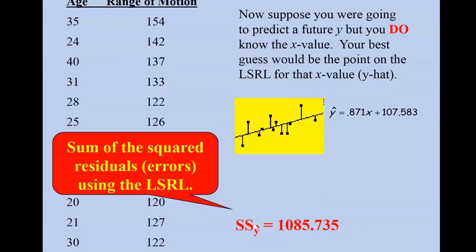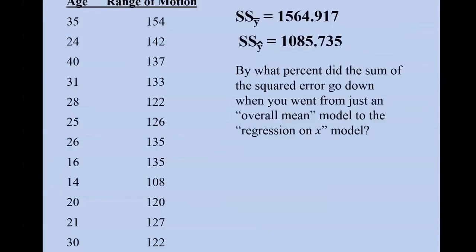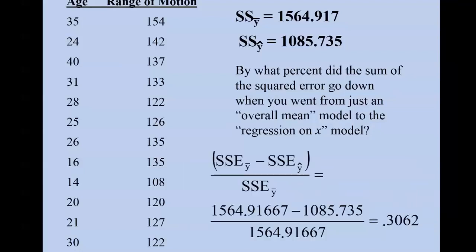Okay, so the question then is, what happens when I take the average y, the y bar, and compare it to the LSRL predicted y? How much better did I get when I switched from the y bar, the average y, to the predicted y? Okay, so our sum of squared residuals went from 1564 to 1085. So what percent is that? That would be this little calculation here. Let's take all those numbers. We get 0.3062.